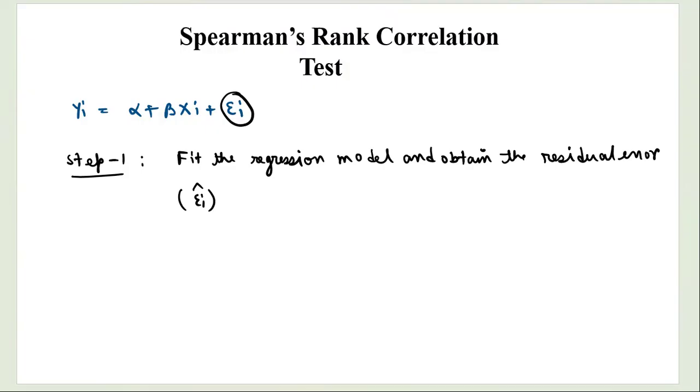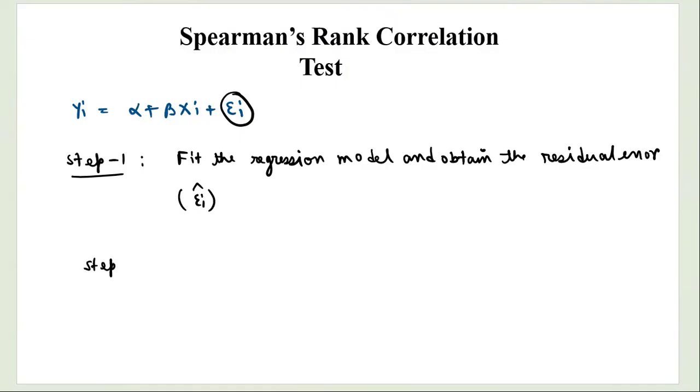When you have this two variable regression model, firstly, you have to fit this regression model. You can use software for that, or you can do it manually. Manually, the process becomes very difficult. We usually rely on software. So we have to fit the regression model and then obtain the residual error.